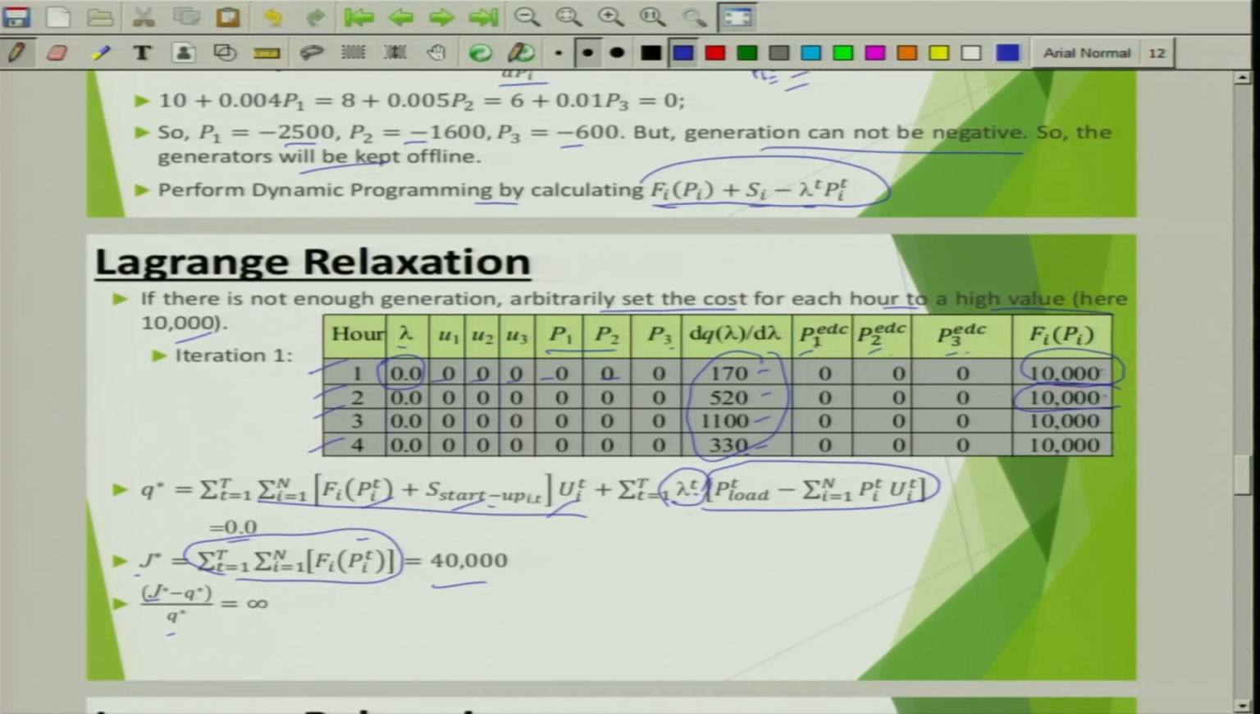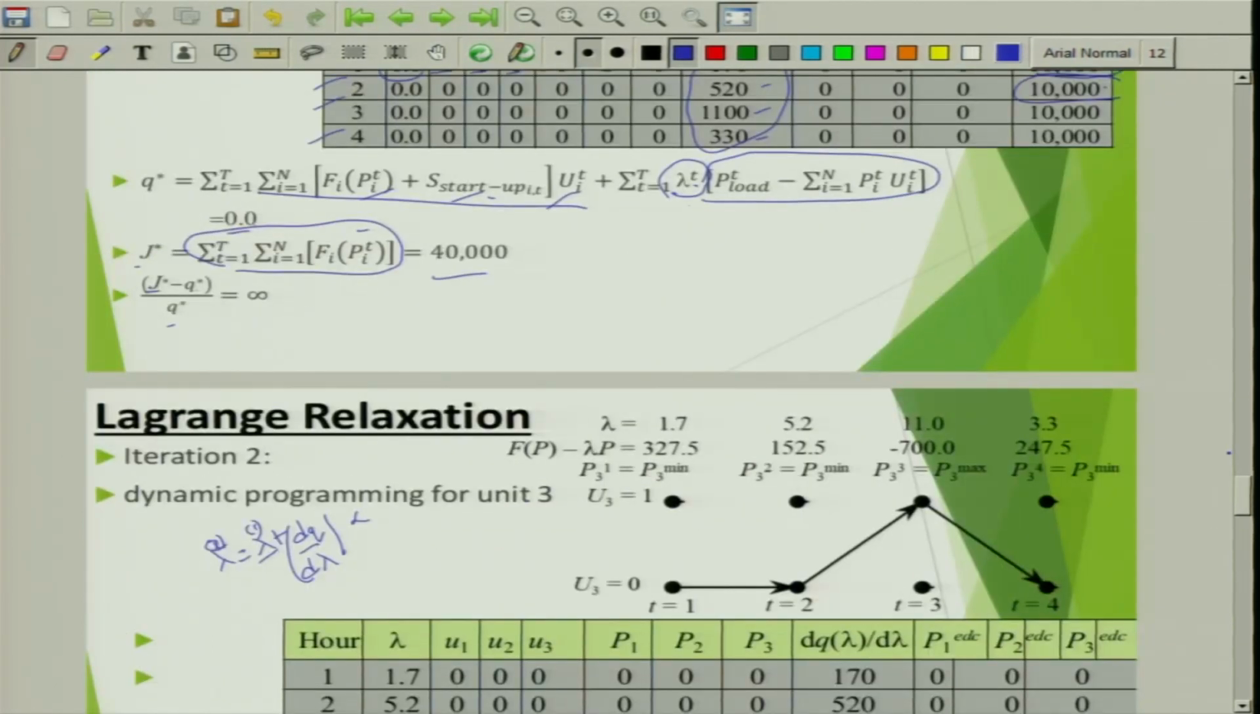So dq by d lambda, now what is the alpha? I have told if it is positive you consider it 0.01, move aggressively. So that means 17 into 0.01, because previous value was 0. So next lambda will be 1.7, 5.2, 11 and 33.3. You got it, na? That is the value I have put here. You got the new lambda.